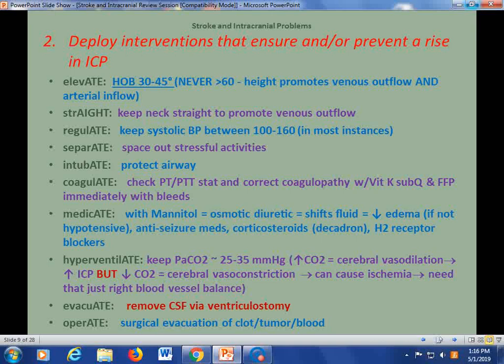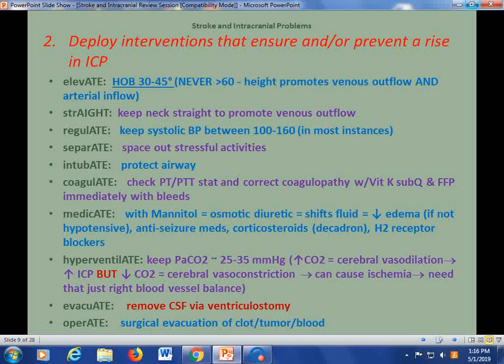The head of the bed should never be elevated higher than 60. It should be at 30 to 45. And of course, I love to have these exceptions to the rule: the head of the bed should not be elevated if every time you elevate it, it drops the blood pressure. That's kind of your one exception.